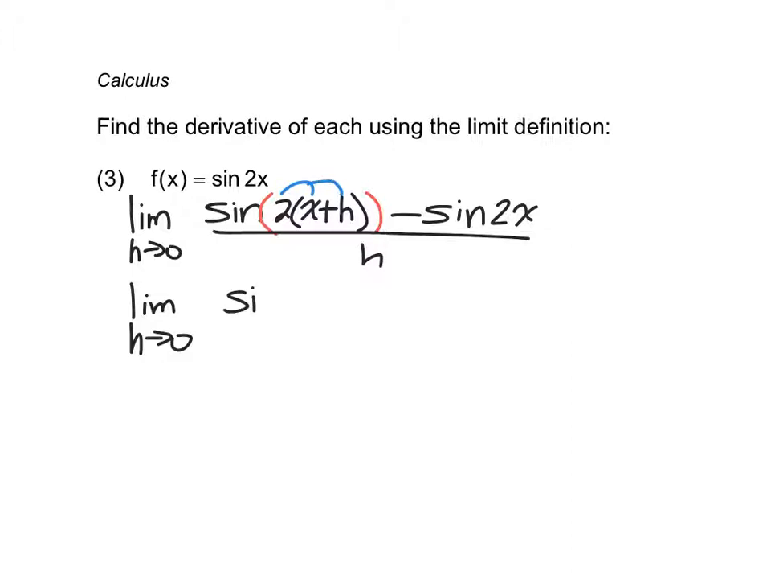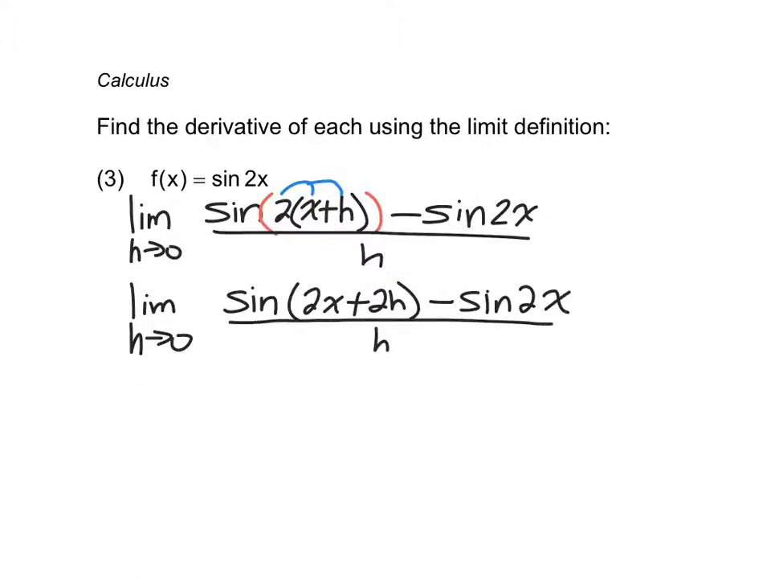Sine of 2x plus 2h minus the sine of 2x all over h. Once you make that move, it becomes like the problem that we did on the previous page, where we have a sum of two components within the sine function. So now it's just a matter of applying the appropriate identity.